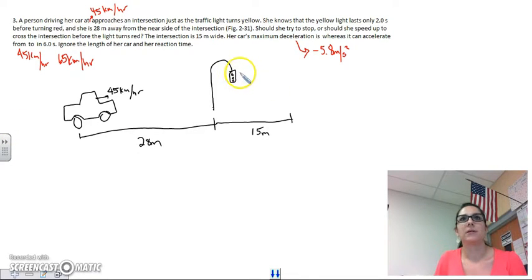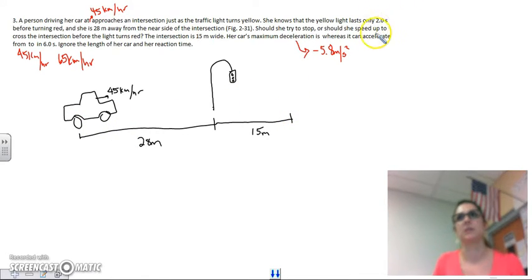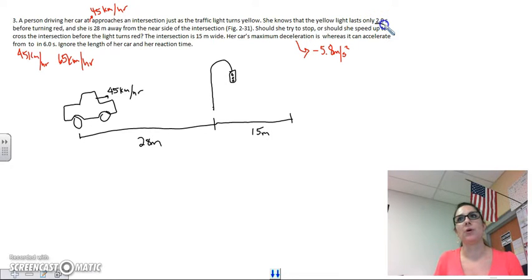Now, let's see what our information is. She knows that the light lasts only 2 seconds before turning red. So basically at this point, she has 2 seconds to get across this, more or less. What I'm going to figure out is how long it takes for that person to cover this distance and compare it to the 2 seconds. Where are you at 2 seconds? If we know where they are at 2 seconds distance-wise, then we can figure out where the car is, and then we can decide whether or not they should speed up or slow down.